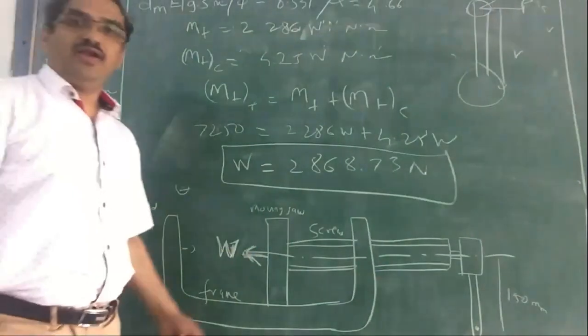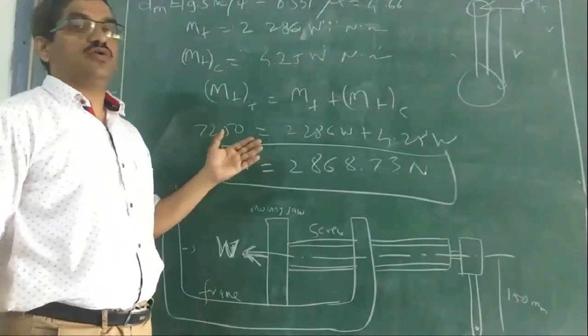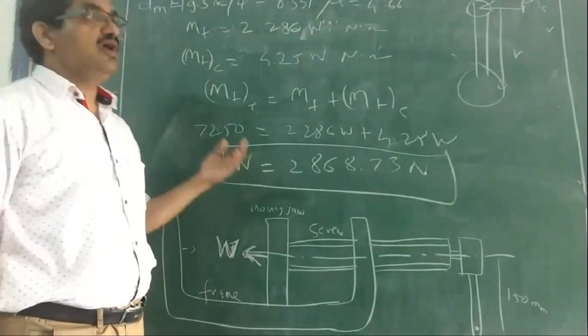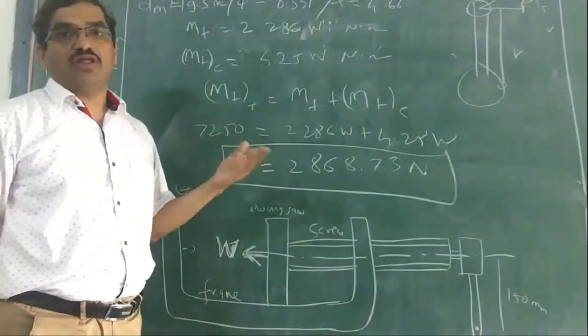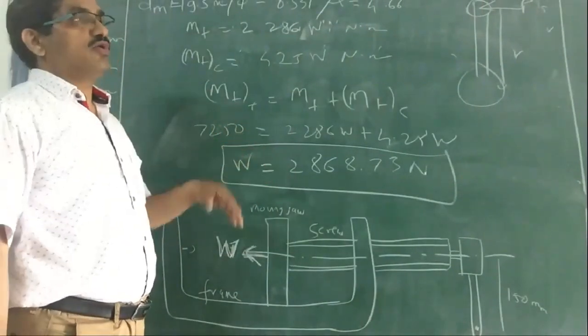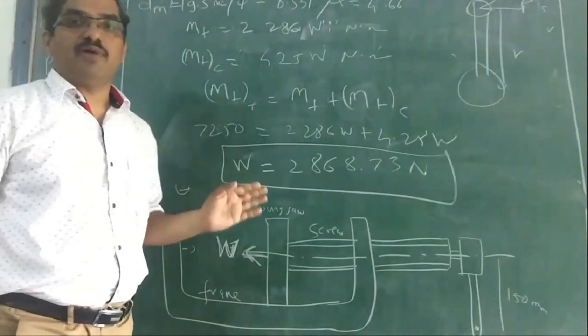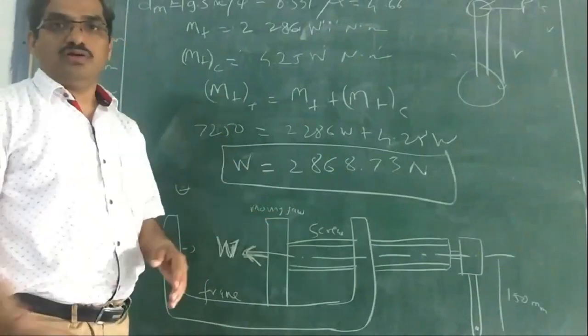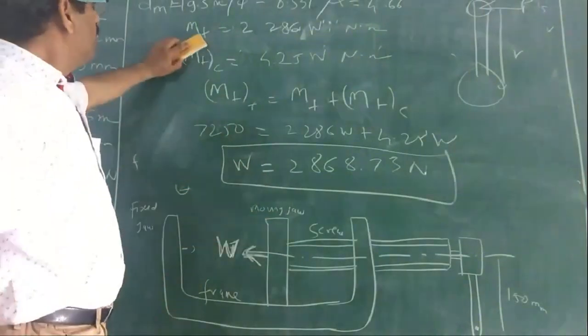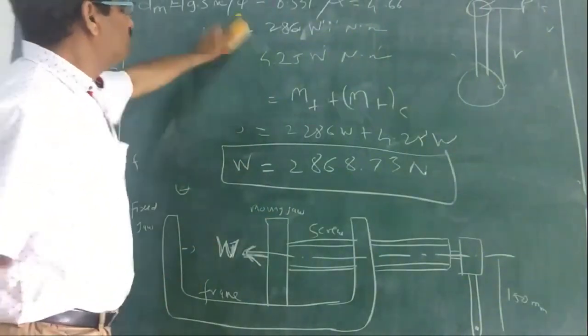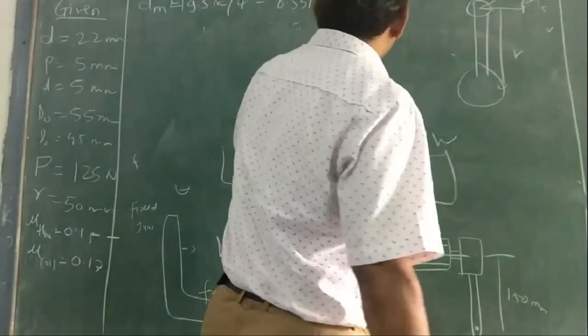So basically what we did, we found out the torque required to overcome the frictional force of the threads, that is, to raise or lower the load, and the torque required to overcome the collar friction. The total torque will be the torque given by the input, or the operator. Okay, so this is the first part of the problem. We found out the force exerted by the jaw.